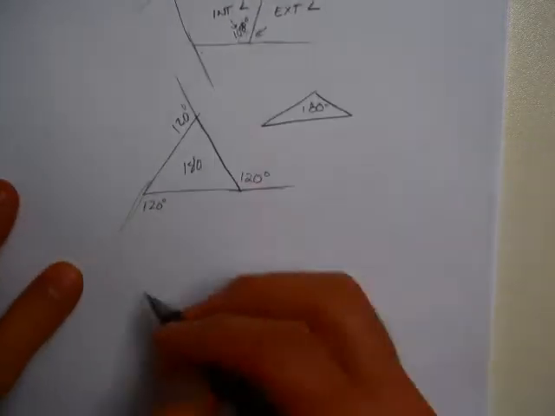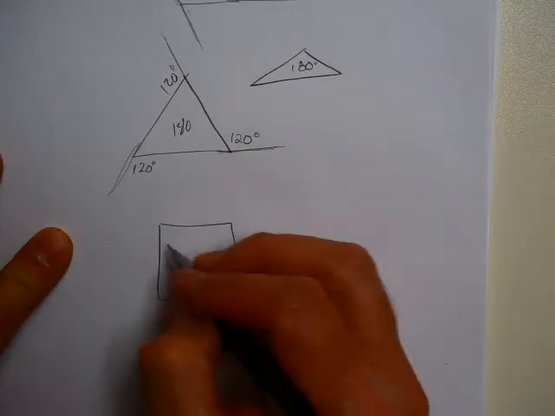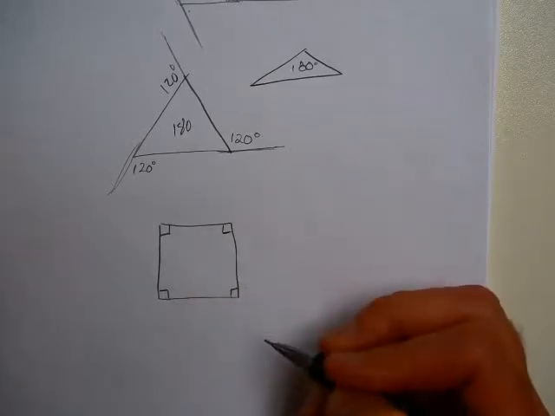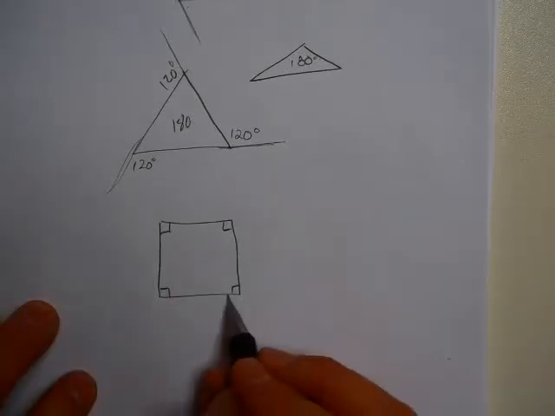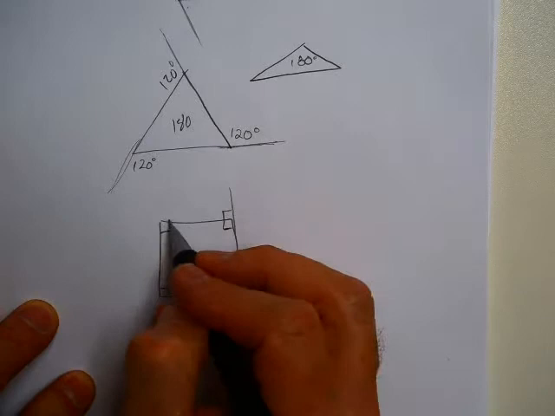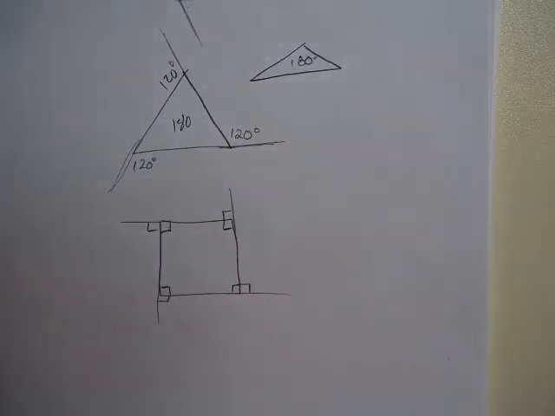What about a square? Well, one of the definitions of a square is it has 4 right angles, right? So 4 times 90? 360. So the interior angles and the exterior angles on a square are exactly the same. Interior and exterior, same number.